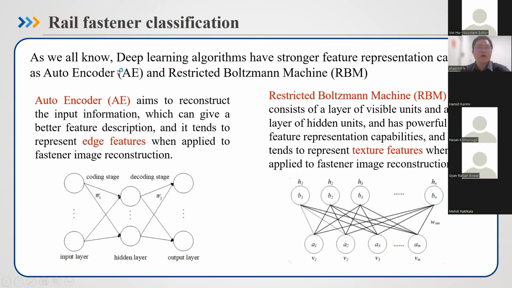As we all know, deep learning algorithms have stronger feature representation capabilities. For example, the autoencoder and the restricted Boltzmann machine. The autoencoder aims to reconstruct the input information, which can give a better feature description, and it tends to represent edge features when applied to fastener image reconstruction. And the restricted Boltzmann machine consists of a layer of visible units and a layer of hidden units, and has powerful feature representation capability, and it tends to represent texture features when applied to fastener image reconstruction.